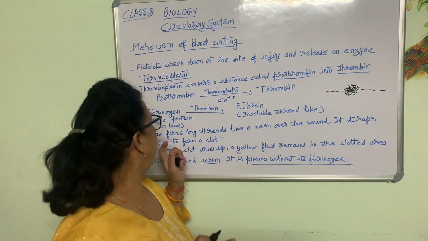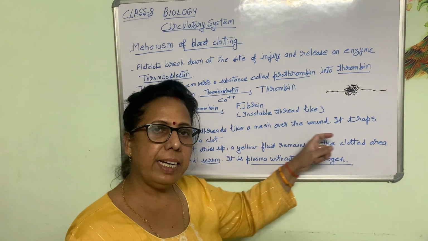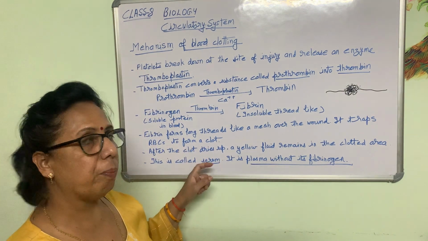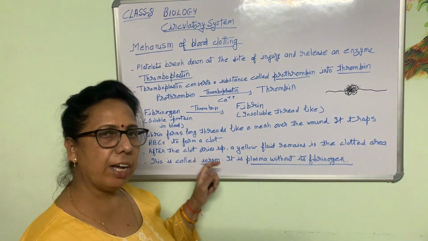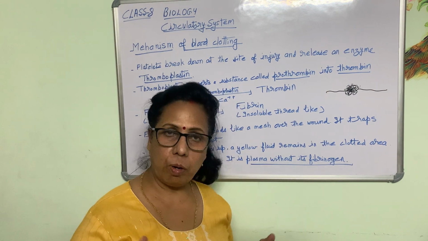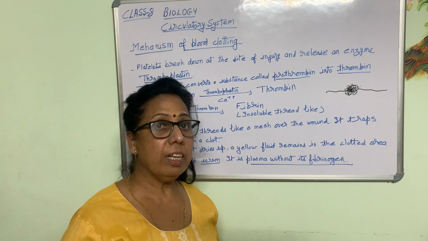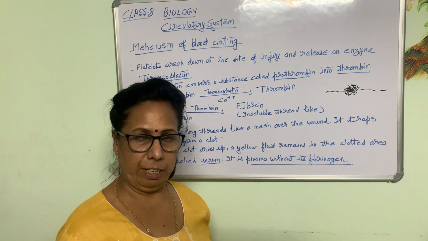Then what happens? This fibrin forms a thread-like mesh over the wound and traps the blood corpuscles to form a clot. And when the clot dries up, a yellow fluid substance comes out of it. It is called the serum. This is the plasma without fibrinogen.